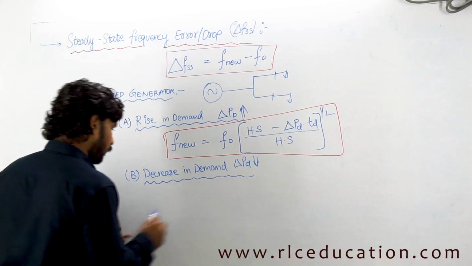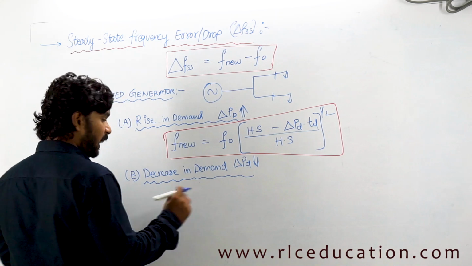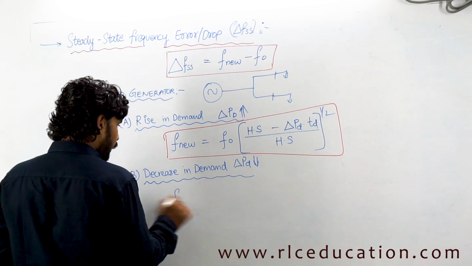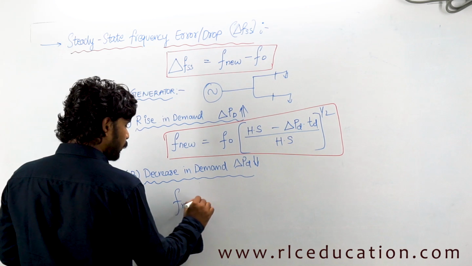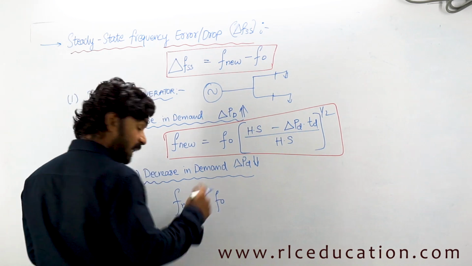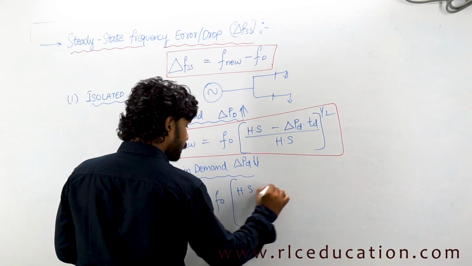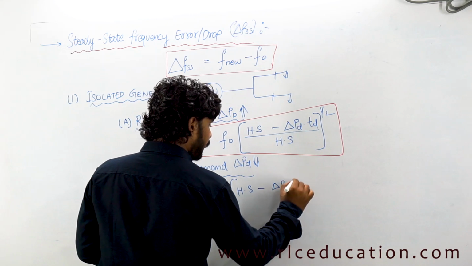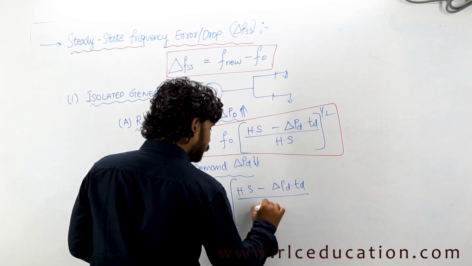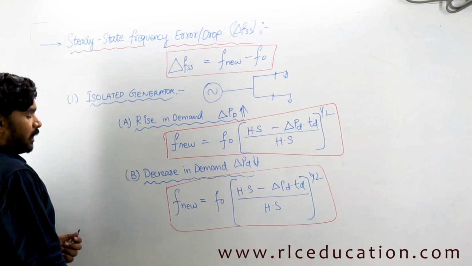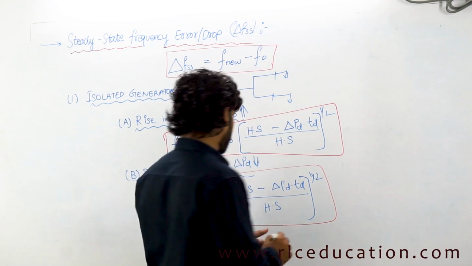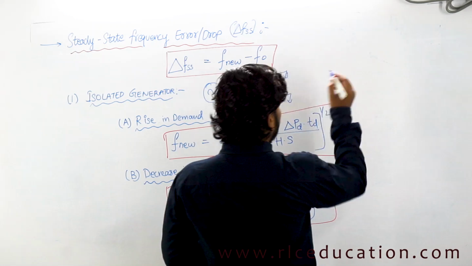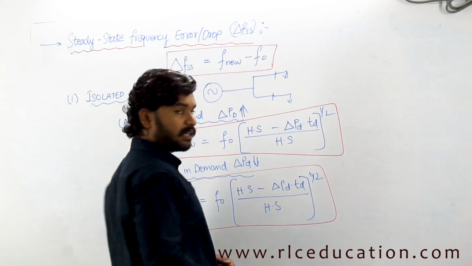In case of decrease in demand, what happens? The frequency will rise. So that new increased frequency, after the corrective action, would be equal to the expression with H into S minus delta PD into TD, this is another important frequency. Let me define the variables involved in this equation. Here F new is the frequency after the corrective action.